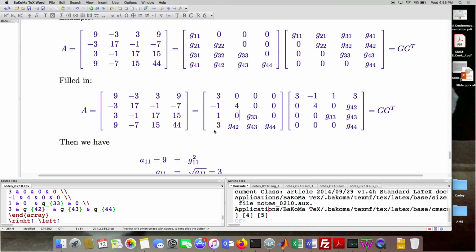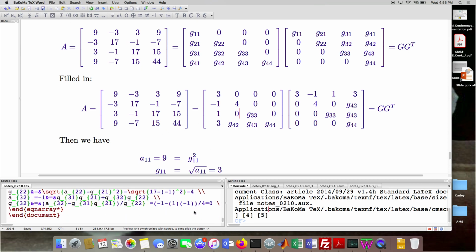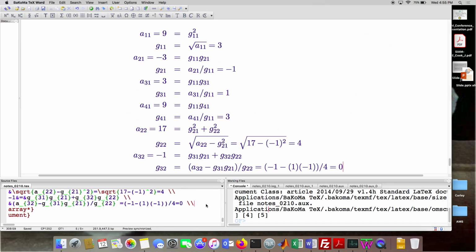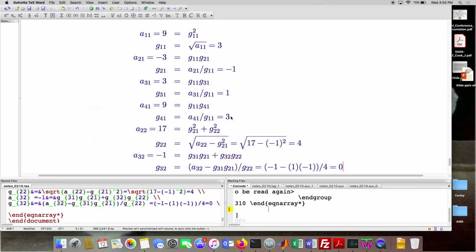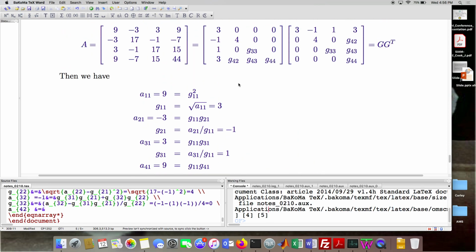Okay. And then we'll finish off the second column. Okay, so for A42, which is equal to -7.